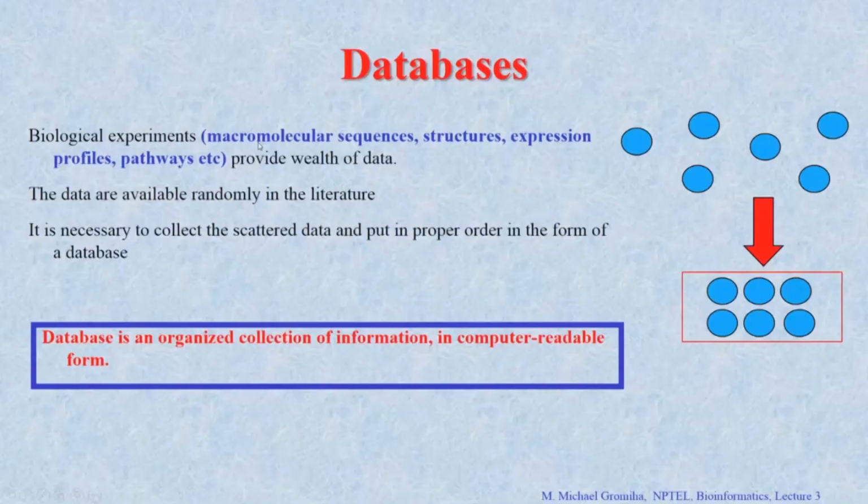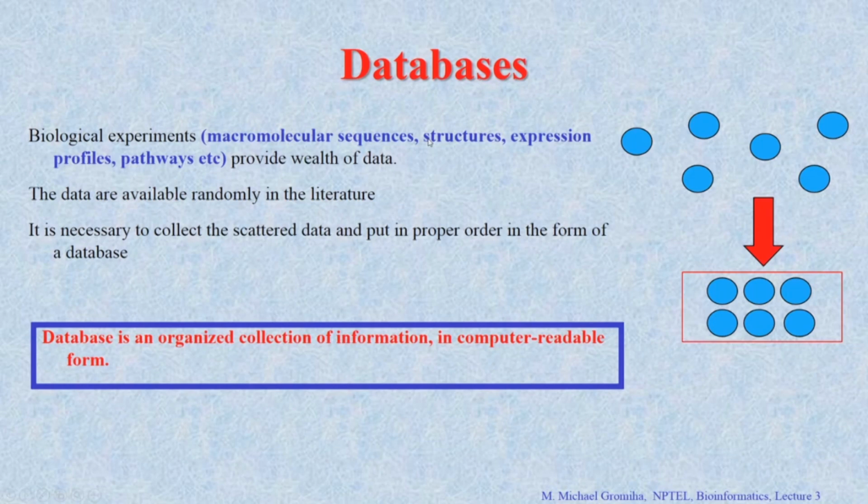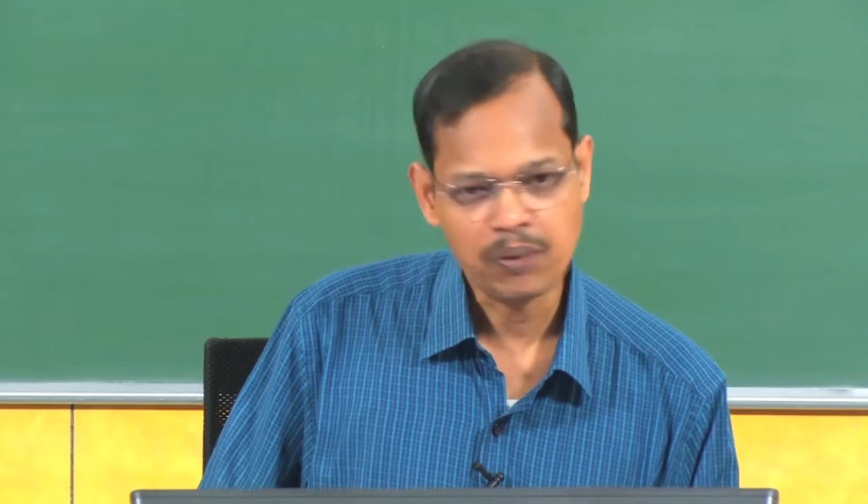Biology, right. Biology will produce a lot of experimental data. If we look into the biology, we can get the experimental data on various aspects, specifically on the macromolecular sequences and the structures, expression profiles, pathways, and so on. So, we have a wealth of data available in the literature. The experimentalists create the data and they publish in the journals, right. So, these data are available in the literature.